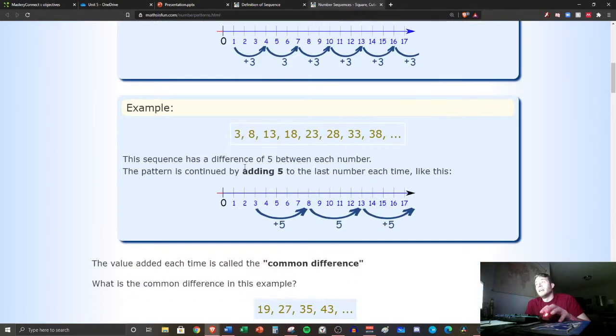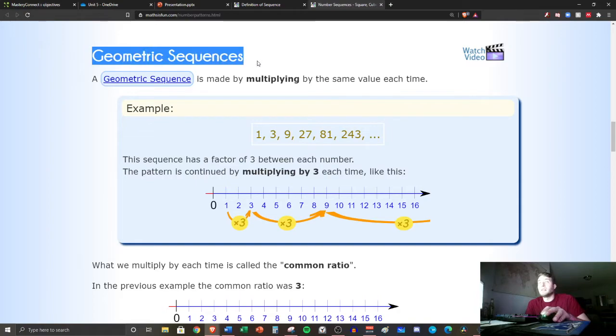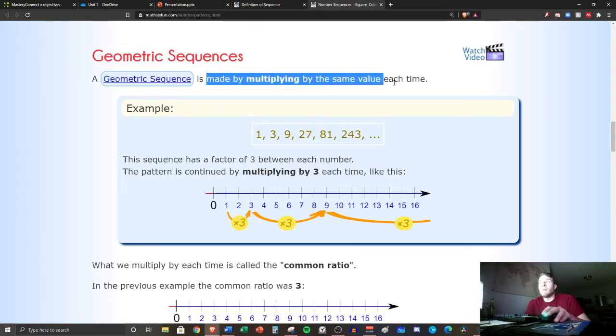Nothing new again. Then we have geometric, so I'm going to scroll down. Write geometric sequence. Here's our definition: made by multiplying by the same value each time. So there's our key difference between those. Hopefully this isn't something new. Hopefully you learned it really well in your freshman year, but it doesn't hurt to go back over this.